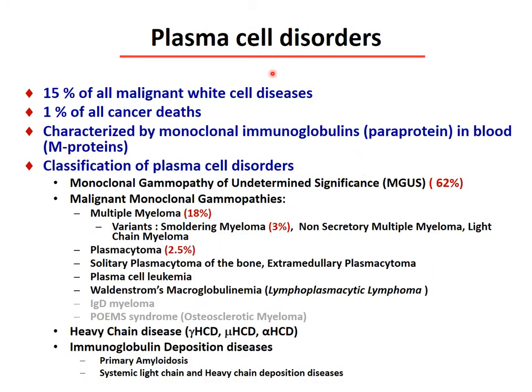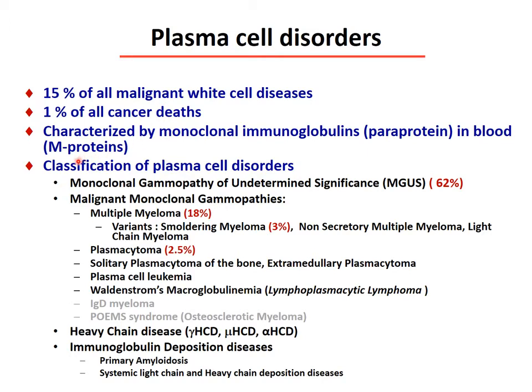Now, plasma cell disorders, as you see here, take about 15% of all malignant cases affecting the white blood cells, and about 1% of all cancers. Plasma cell disorders are characterized by the secretion of monoclonal immunoglobulins. This is what is called the paraprotein: on serum electrophoresis, we have a very narrow peak in the gamma fraction that is called M protein. So the presence of M protein marks a plasma cell disorder.